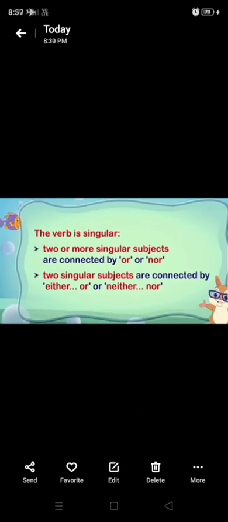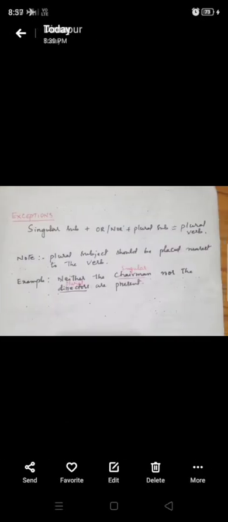But this rule has an exception. Okay. And what is the exception? Let's see. So in the previous rule that we have seen, if two or more singular subjects are joined by or, nor, or neither nor, either or, with this if two singular subjects are joined by these words, then the verb is singular. This is what we have seen, right? But here in this rule, it says if one subject is singular and it is joined by the words or, nor, and the second subject that we have is plural, then we use a plural verb. Note, plural subject should be placed nearest to the verb.